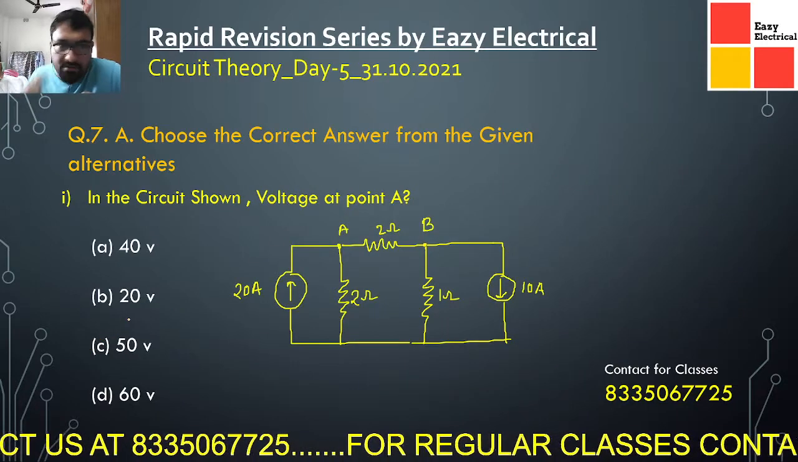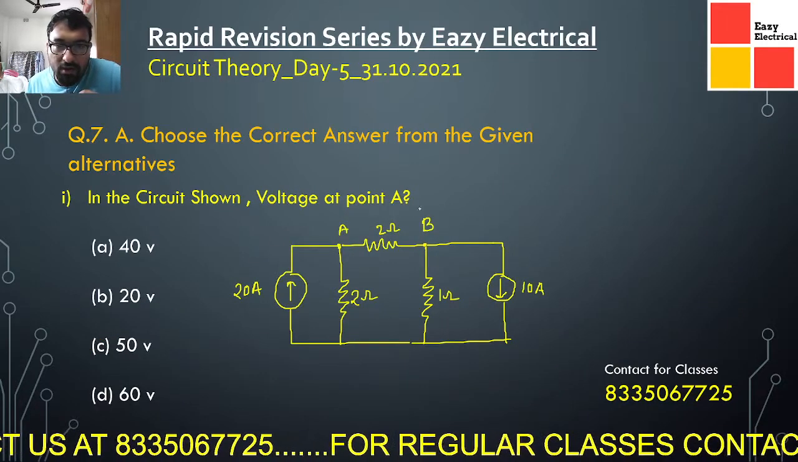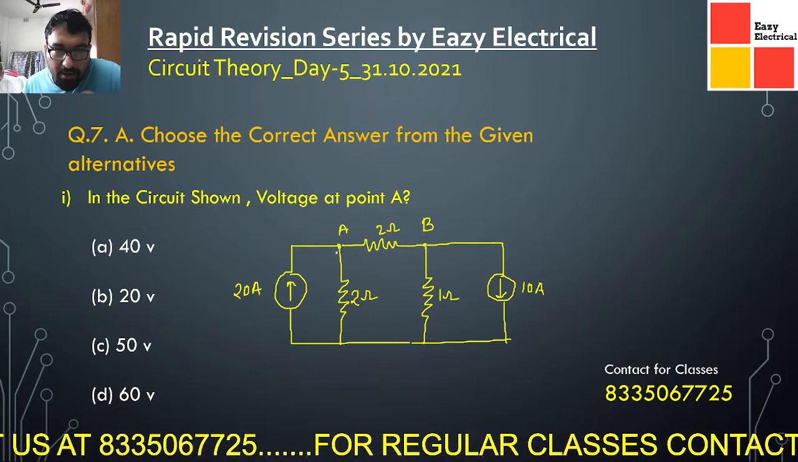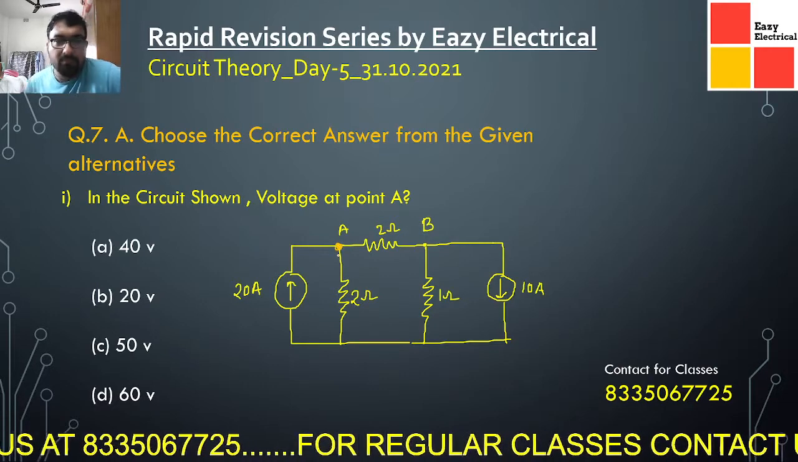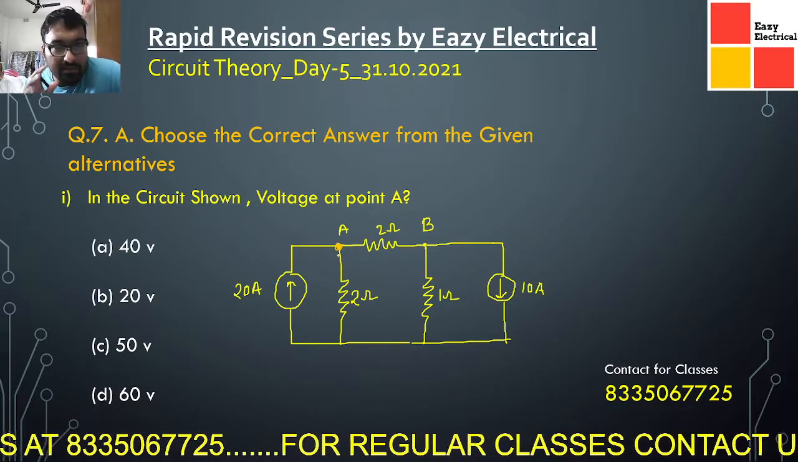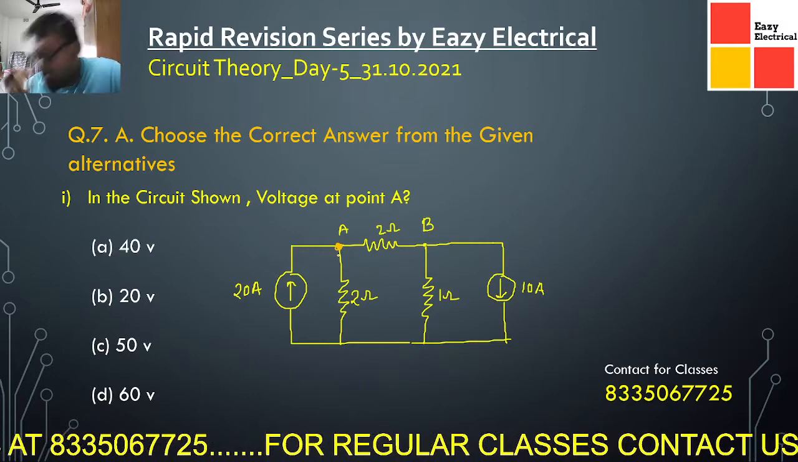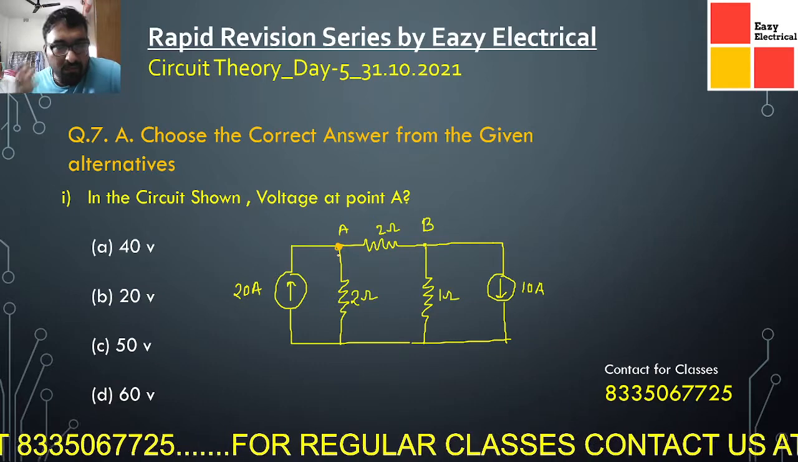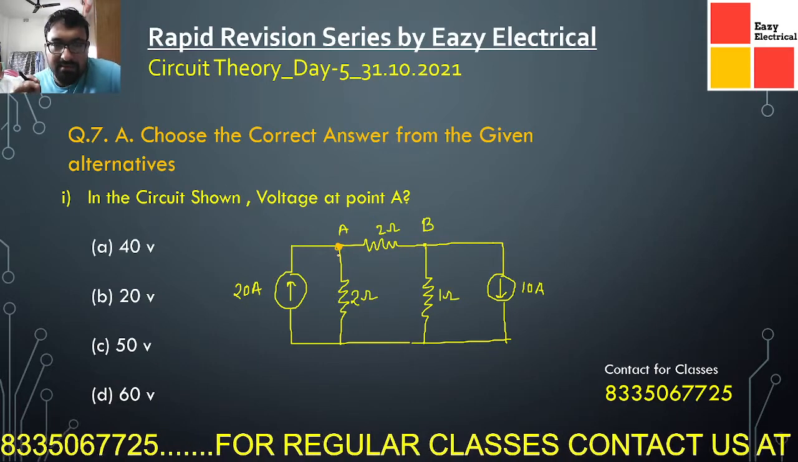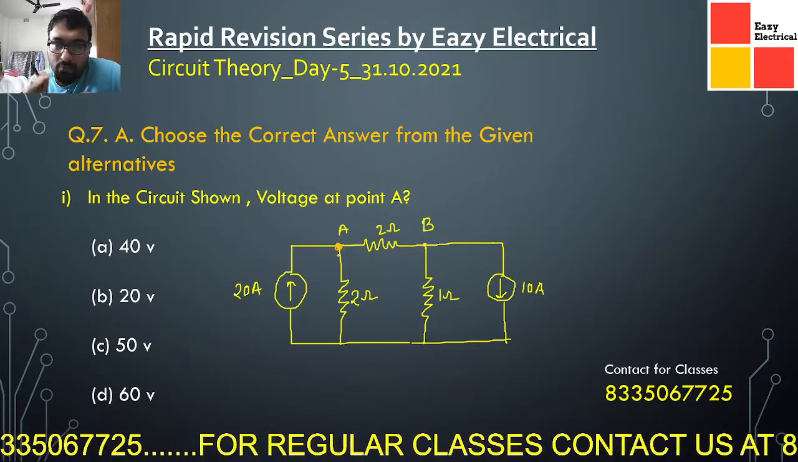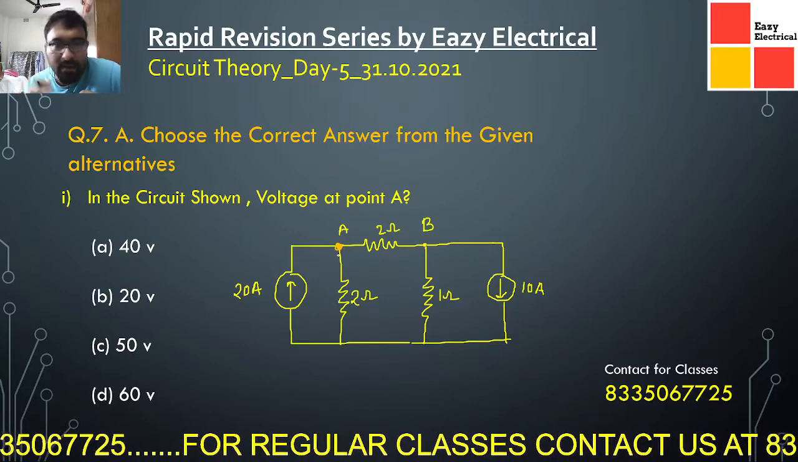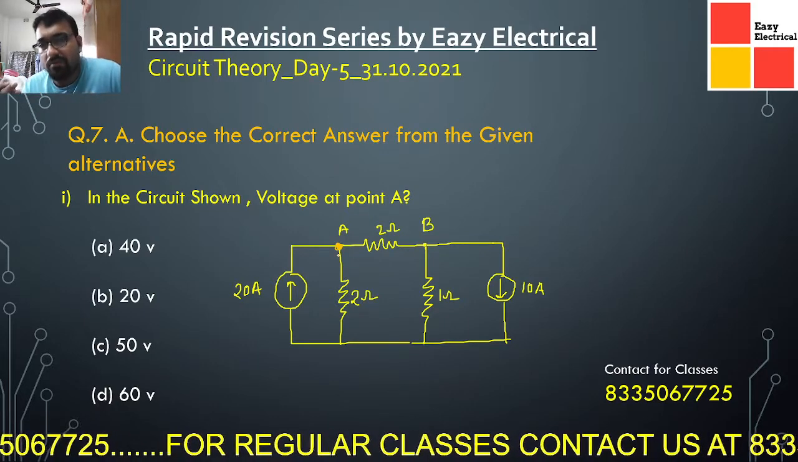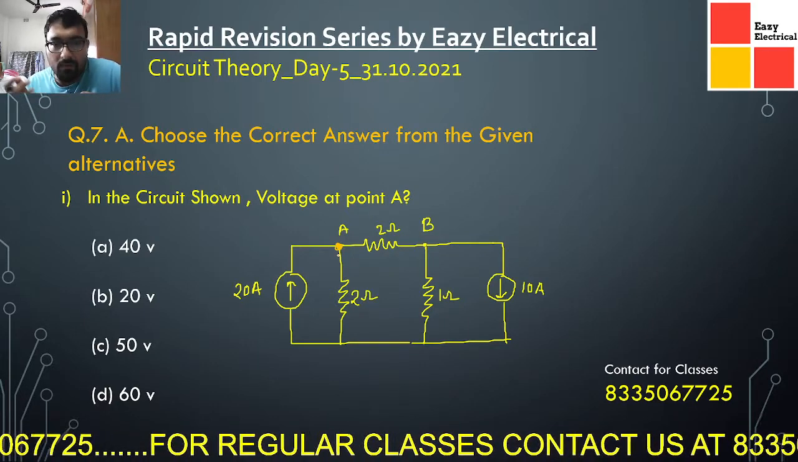Now coming to the next question. In the circuit shown, the voltage at point A, whatever voltage is there, we need to calculate. So you can see here I have taken certain problems that are a bit tougher on the level, but you have to do it. What is the reason? The reason is you have to practice tough problems. If you practice tough problems, then only you can solve easier problems very easily.